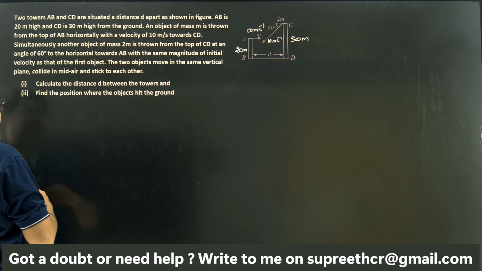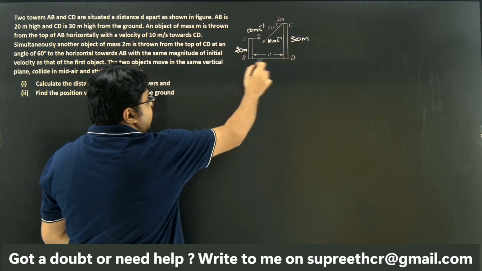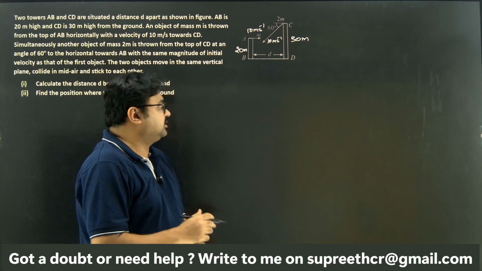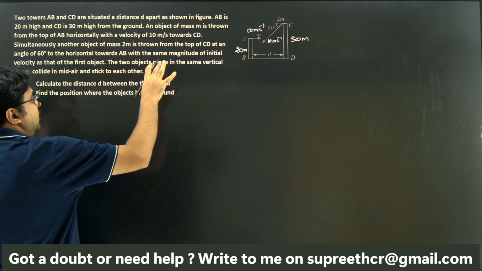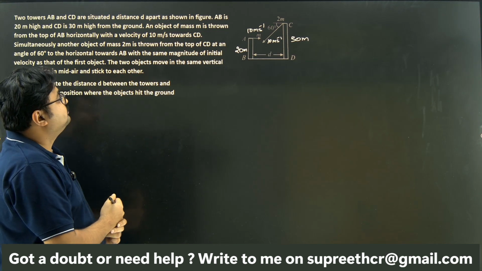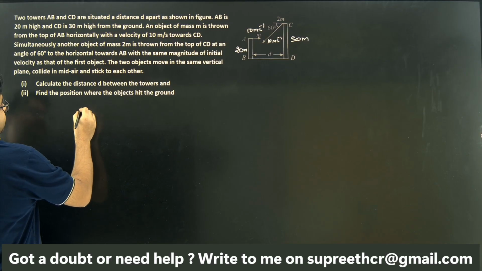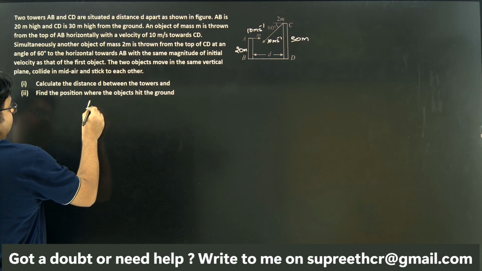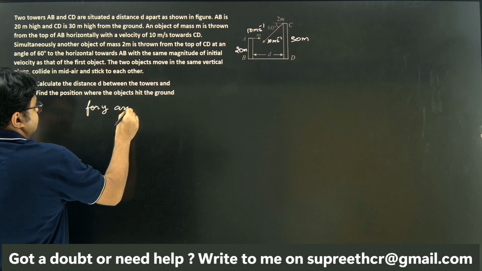The question here is: calculate the distance between the two towers. We have to find D. Let's do that first. I'll write down equations along the y direction, for the y axis.